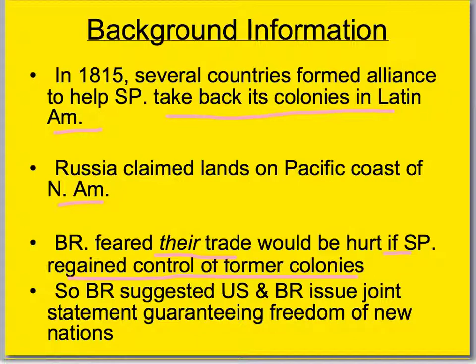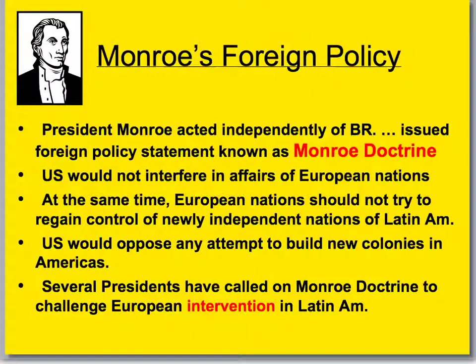So the British suggested, hey, United States, why don't you join us with a joint statement, kind of a United States and British joint statement guaranteeing the freedom of new nations in the New World. All right? In other words, they want the United States and Britain to have a consolidated front. Together, the United States and Great Britain would say, hey, stay out of the New World. Okay? Let's see what happens. Well, James Monroe, the President of the United States, he acts independently. He kind of one-ups Great Britain.